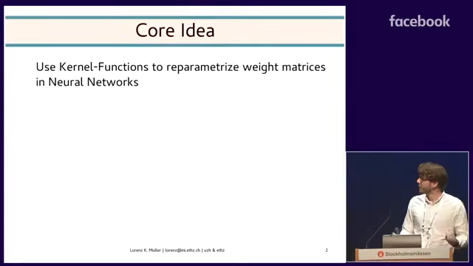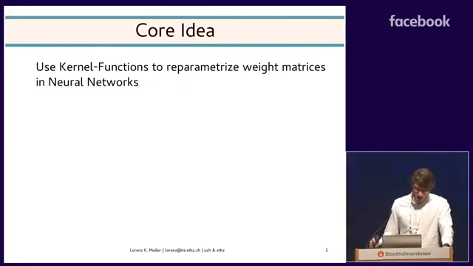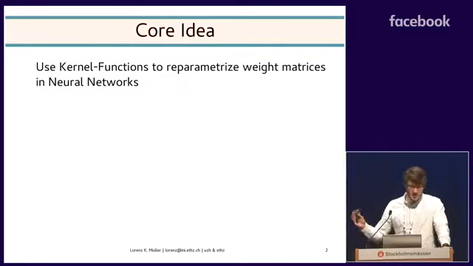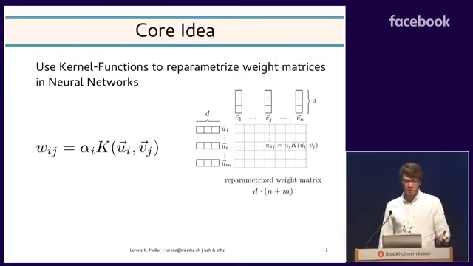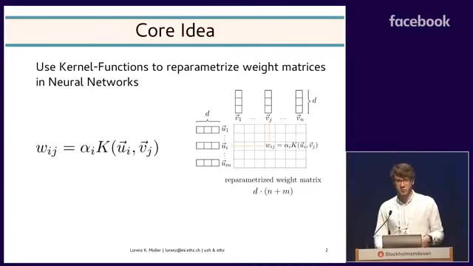Okay, kernelized synaptic weight matrices, what's that? The idea is let's use kernel functions to reparameterize weight matrices in neural networks. Concretely, like this. On the left-hand side, you see a weight matrix or an entry thereof, W_ij, which will be rewritten in terms of some new parameters: alpha_i, a vector u_i, and a vector v_j. Those two vectors are fed into a kernel function k. On the right-hand side, you see a little illustration of this.